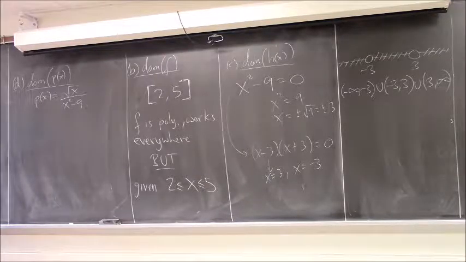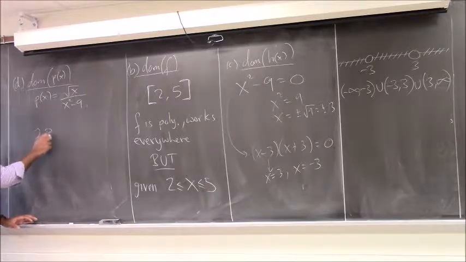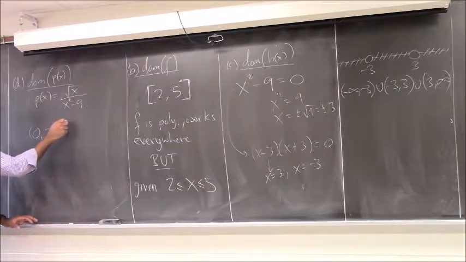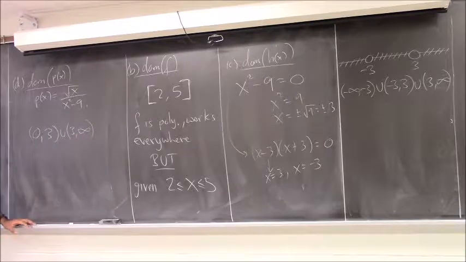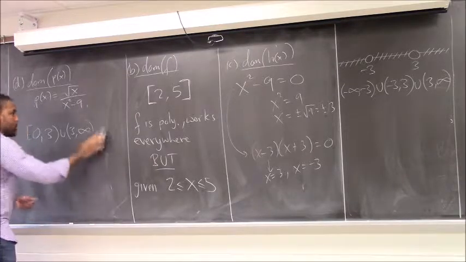How would you actually write that down? 0, 3, and 3, infinity? There's a bracket before there. There should be a bracket here, because 0 can be included. Okay, so let's actually see how we got to that.